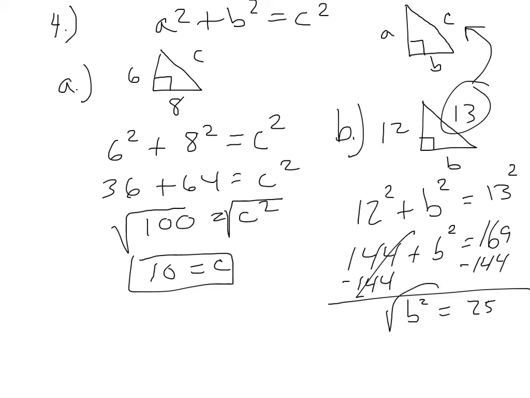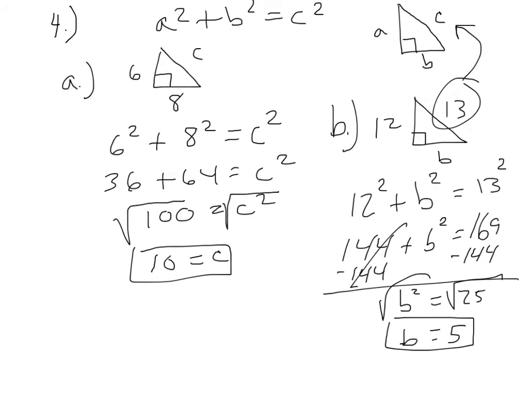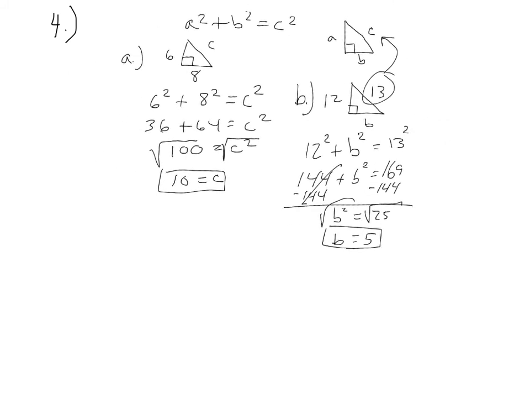B squared, in order to undo that and look at just b, you need to square root something that's being squared. If you do it to one side, you best do it to the other side. The square root of 25 is 5. Delicious. Let's keep going.